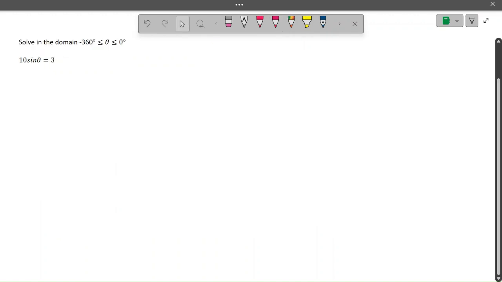Okay, great. All right, our last problem, and we don't have a graph on purpose because we're not always going to have a graph available, but we could visualize a graph. First things first, we're going to look at our domain. We are looking for values between negative 360 degrees and 0.